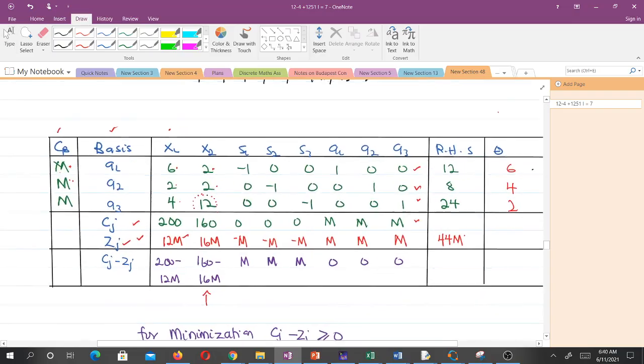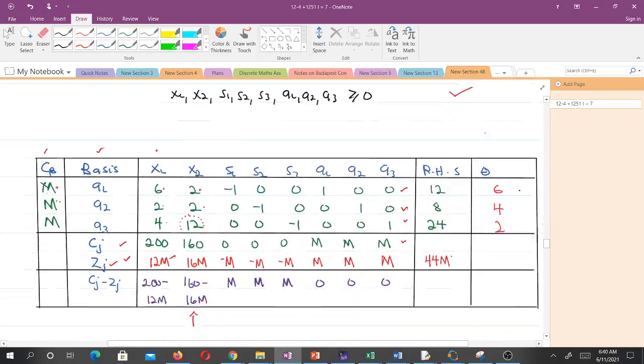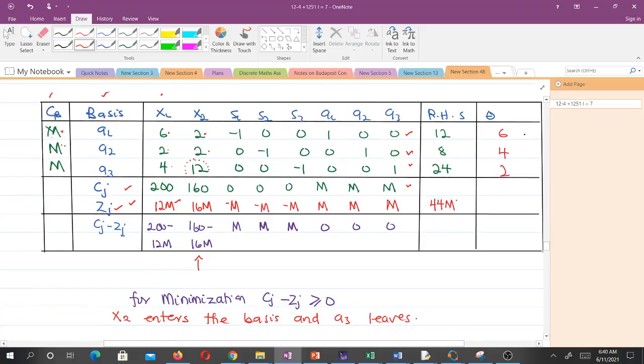Okay, so when it comes here, the Cj minus Zj is going to give you 200 minus 12M, 160 minus 16M, M, 0, 0, 0, and the rest. Okay, and if you could recall, we said that for a minimization problem, the stopping criteria is that all our Cj minus Zj should be greater than or equal to 0. So you can see that yes, this condition is satisfied, but these two are not, right?